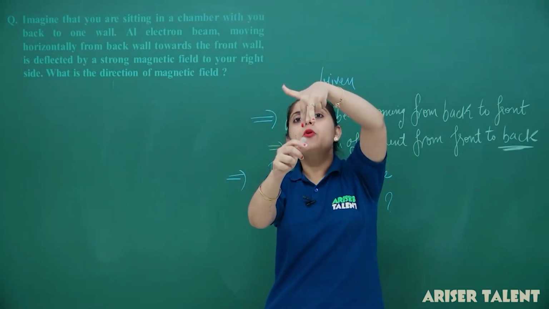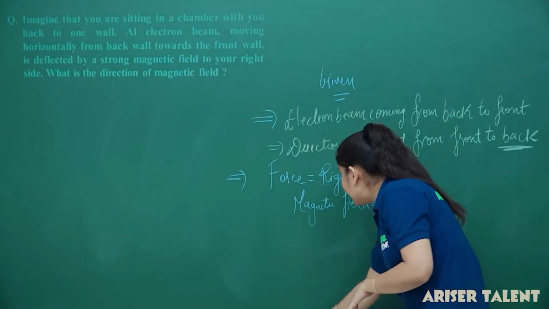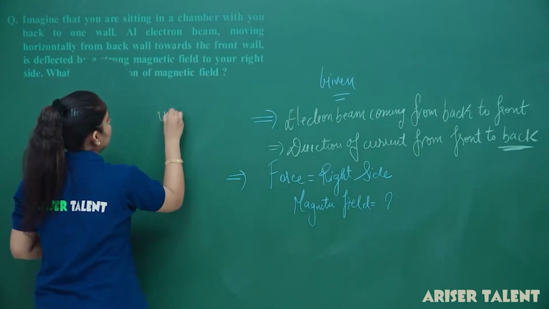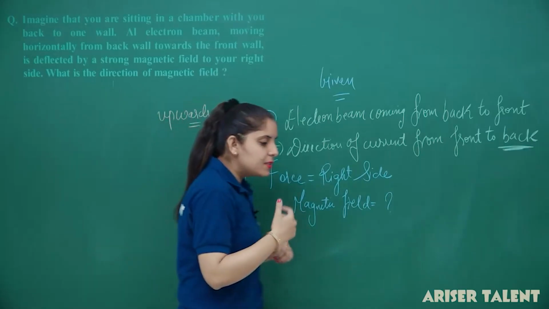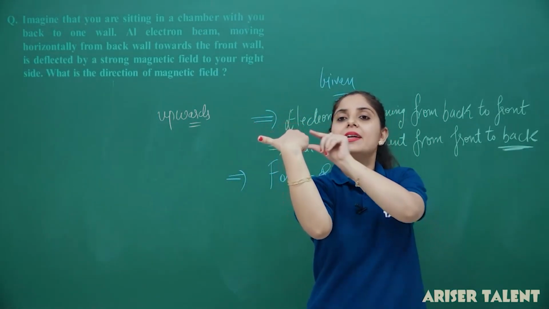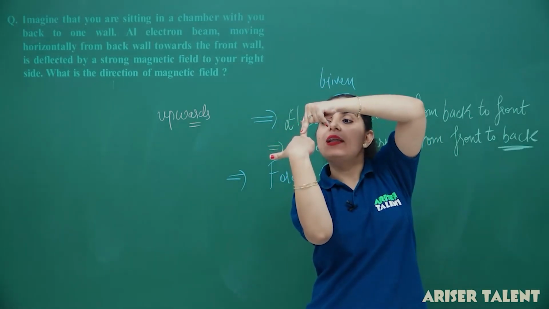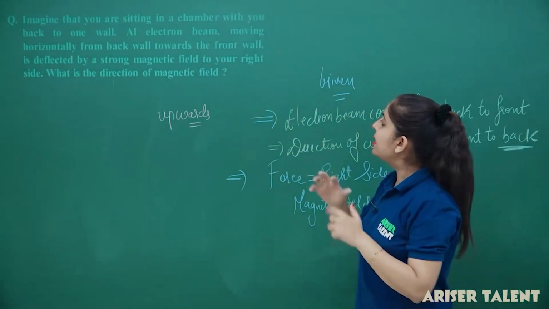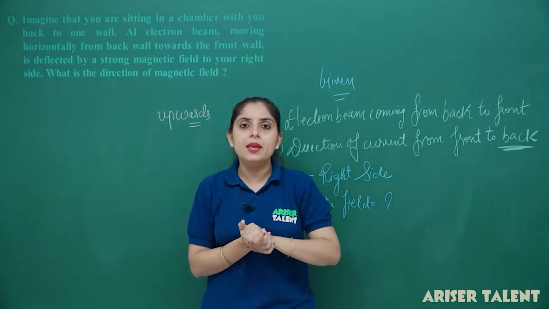If I orient my fingers in such a way, I will get the direction of the magnetic field in this case as upwards. How is it upwards? Let's imagine that current is going from front to back. This is the direction of magnetic field, and this is the direction of the force you have. So I have to keep my fingers mutually perpendicular to each other. So what will be the direction of magnetic field here? The direction of the magnetic field in this case will be upwards.